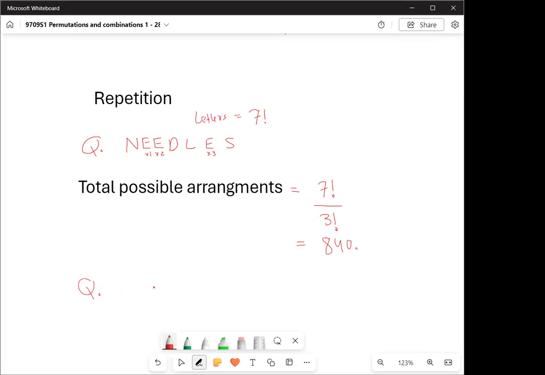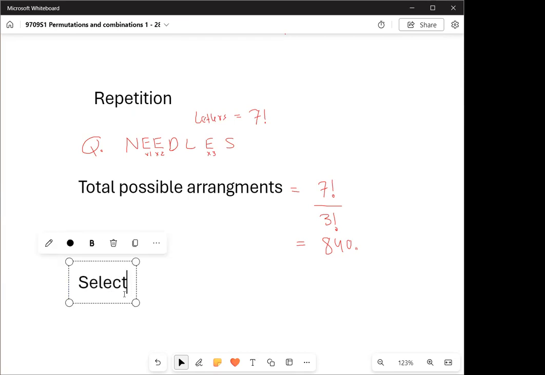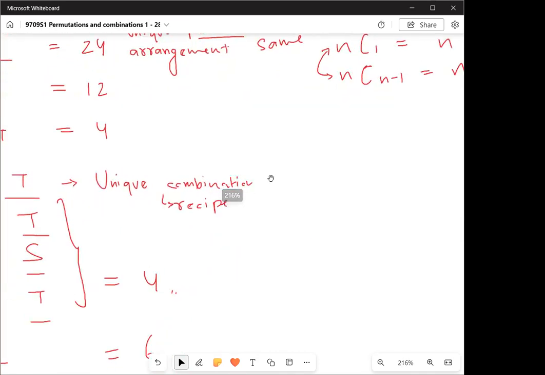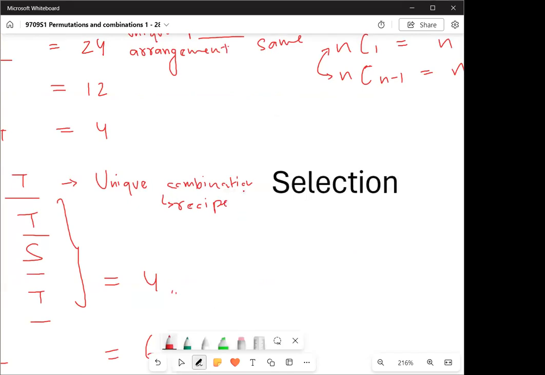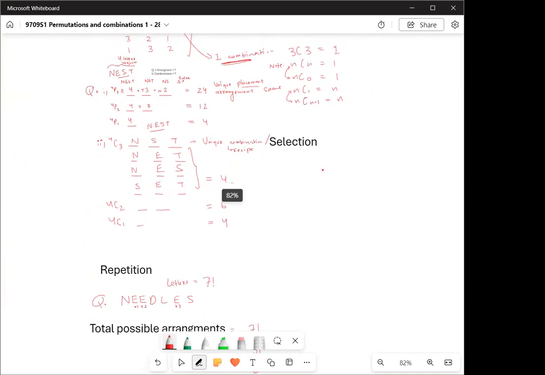Now, if I ask you the question, if I had to select 3. Selection is actually the same as combination, okay? Same combination, unique selection. You can't use the same letter to define the same thing, right?